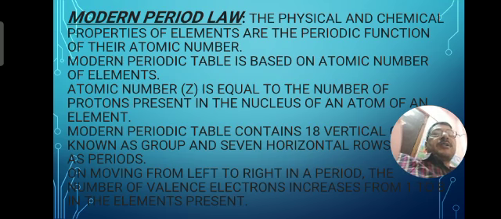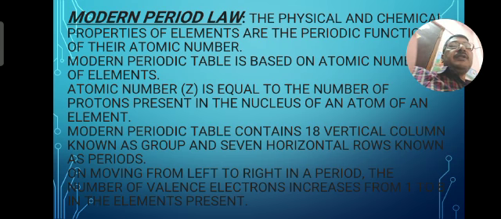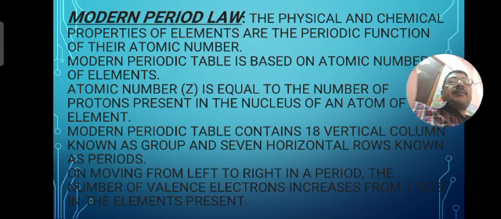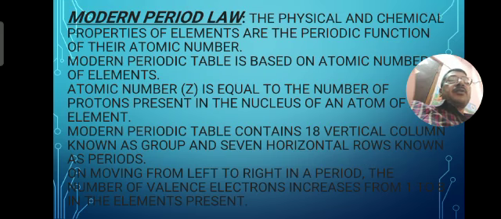Now come to the modern periodic law. What is the modern periodic law? The physical and chemical properties of elements are the periodic function of their atomic number. That was the modern periodic law given by Henry Moseley in his periodic classification, which was given the name modern periodic law. As per the modern periodic law, the physical and chemical properties of all the elements are the periodic function of their atomic number.